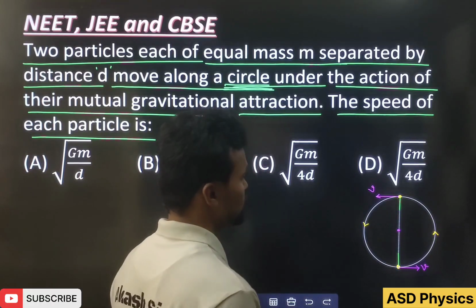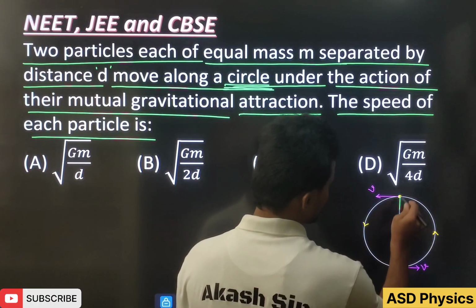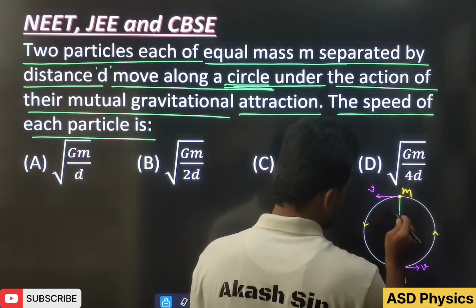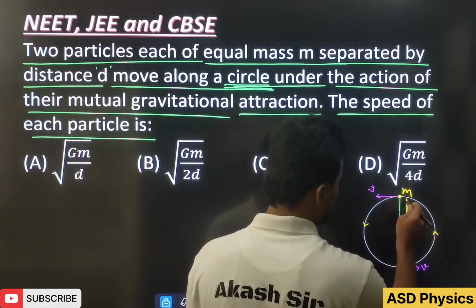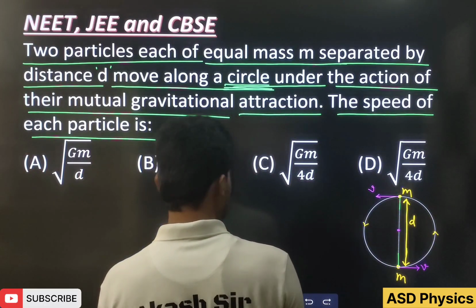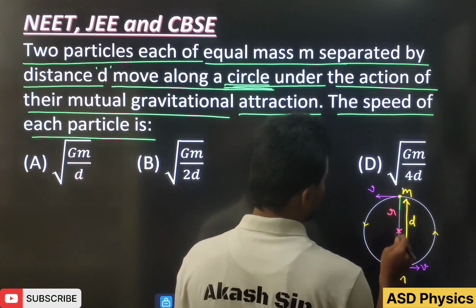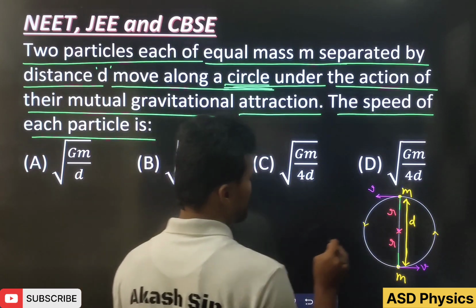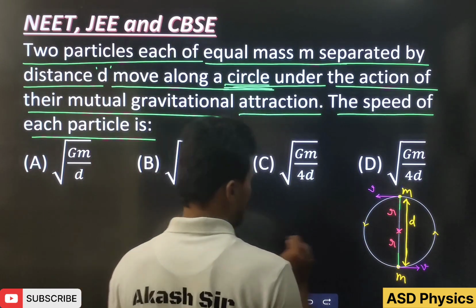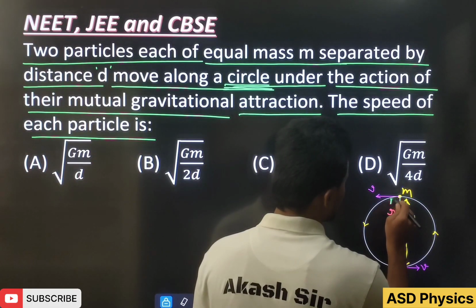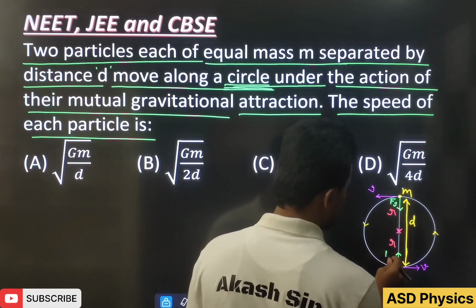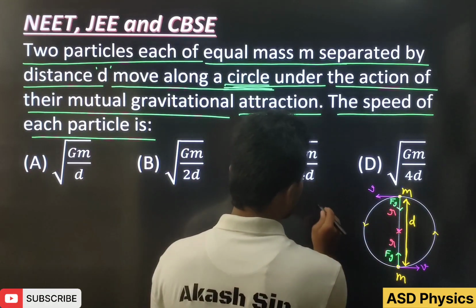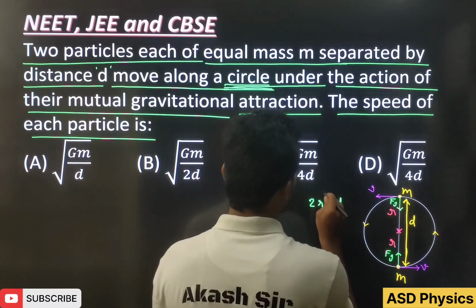Centripetal force is required. Let's take two particles; this is mass m, and here also mass m is there, and they are separated by distance d. This total distance is d, and this is the center, so this is r, this is r. What kind of forces will act between them? An attractive force will be there, the gravitational force Fg, here also Fg. And the relation between r and d: 2r is equal to d.